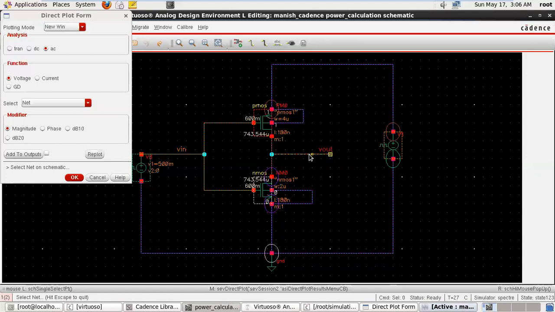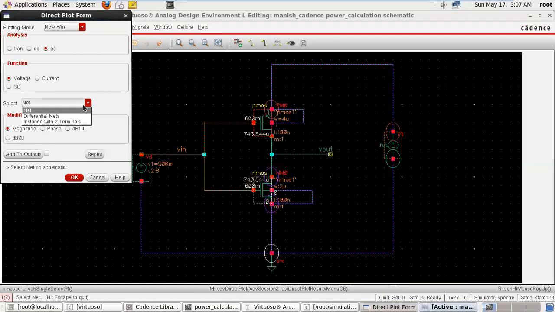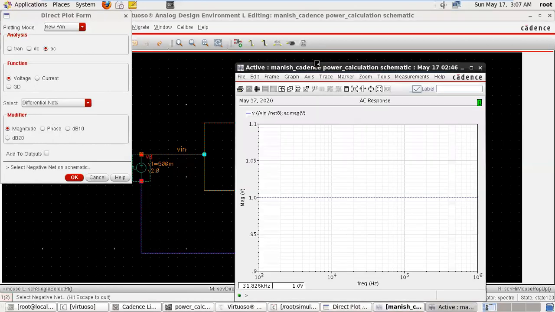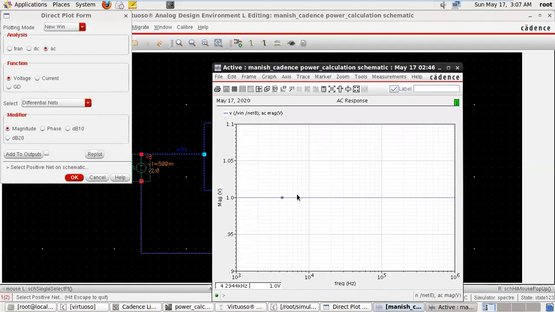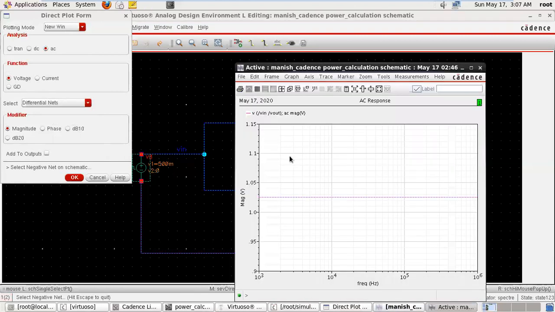Just close this window. Suppose this is my output. This is showing your output voltage, the AC voltage magnitude. If we are taking the differential net, we require two points. Suppose this is my V in and this is V out. It shows you the difference. Now the voltage value.